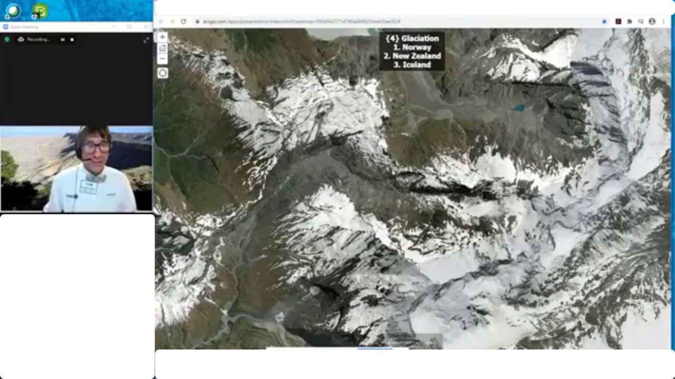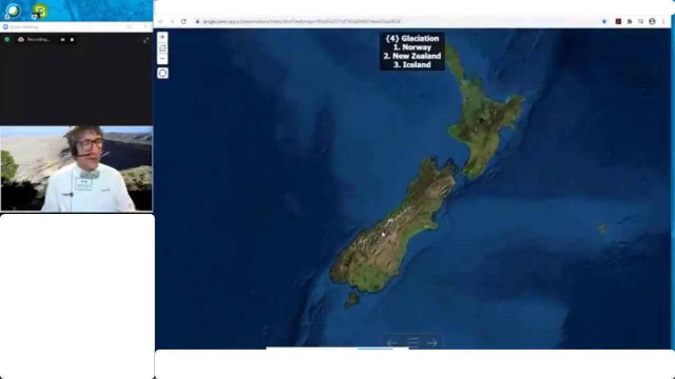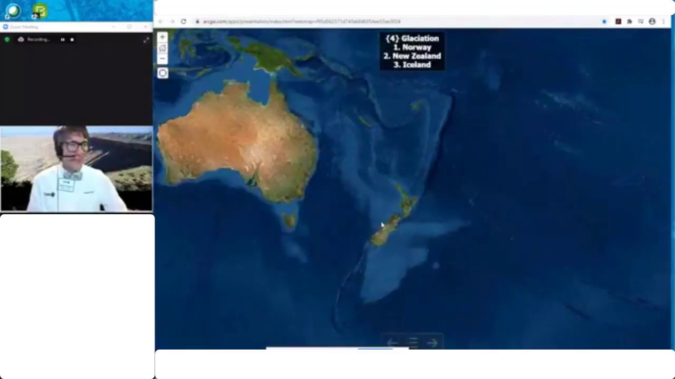So it's actually, let's zoom out here. So it is New Zealand. Awesome. All right, so that is a little bit of the Name That Place.